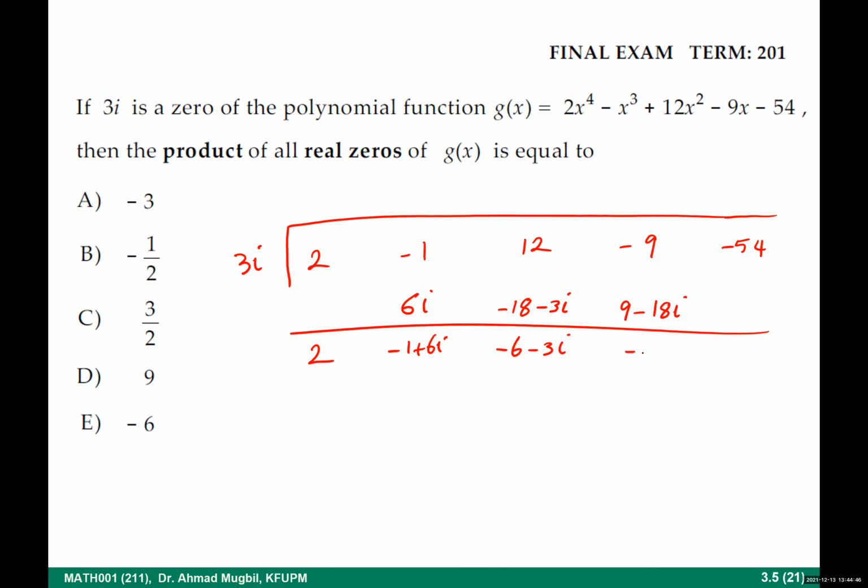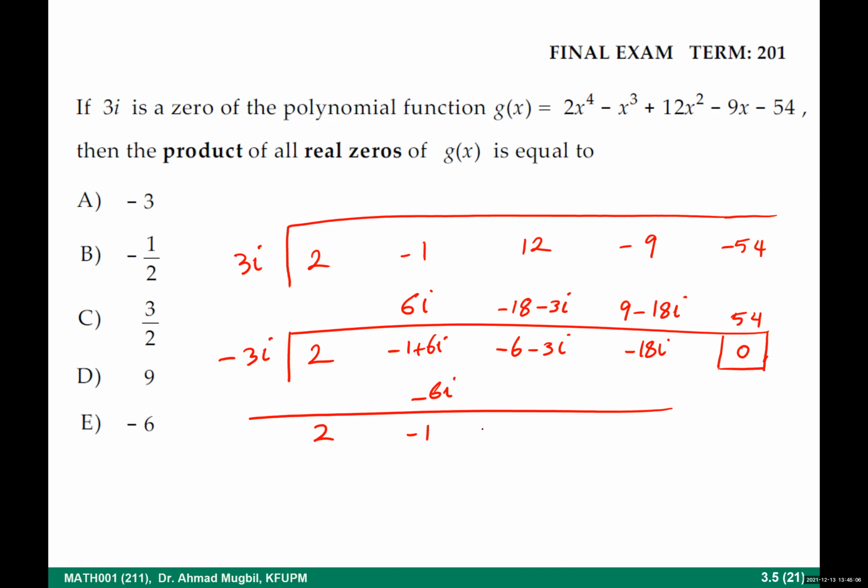Then you will get what? -18i. It will be what? 54. Of course, the remainder should be 0. If it is not, you have a mistake. Divide now by -3i. You can start with -3i and then by 3i if you want. So this will be what? -6i, -1, 3i, -6, 18i, 0 again. And now we are left with what? With 2x squared minus x minus 6 equals to 0.